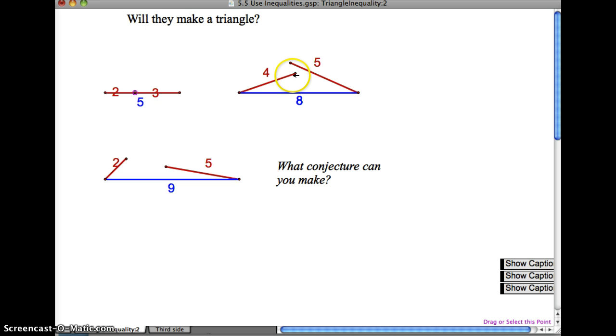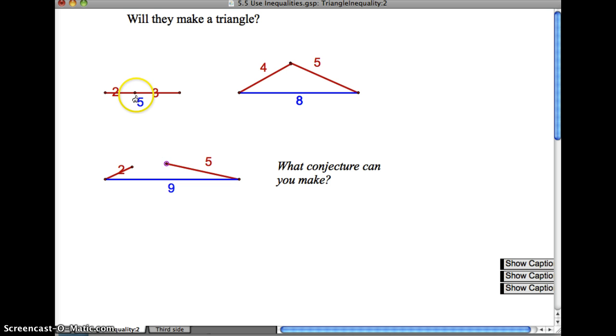What about this one? 4, 5, and 8. Think that'll work? Yes. Let's move 4 up. There we go. Sure does. It overlaps with the other dot, doesn't it? So that is a triangle. What about 2, 5, and 9? No way, right? No way that's ever going to reach, no matter what I do there.